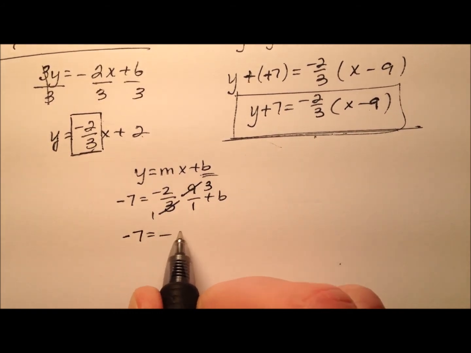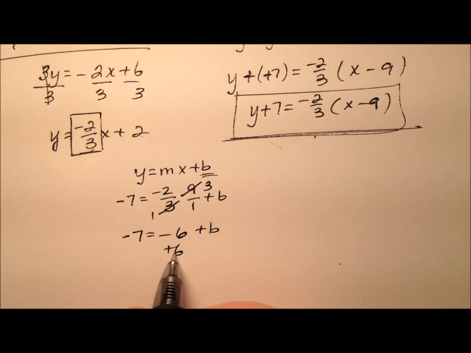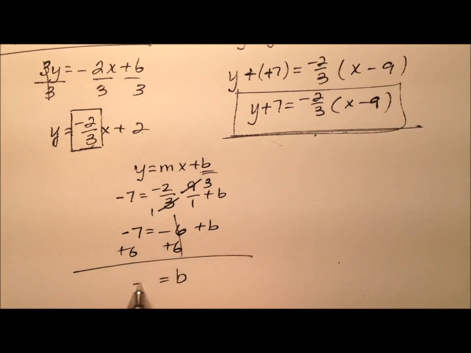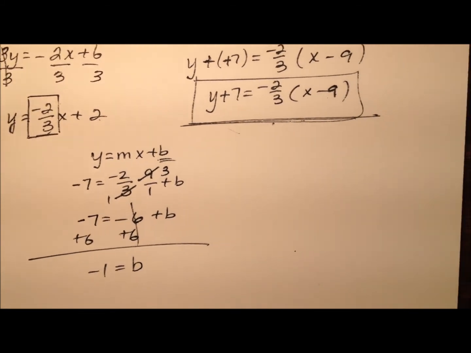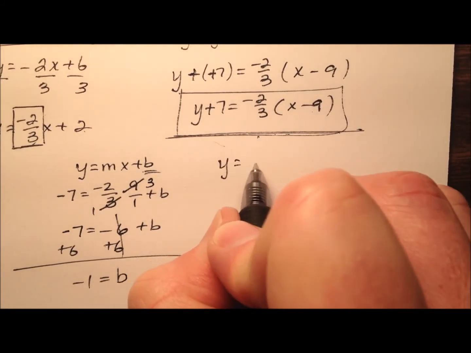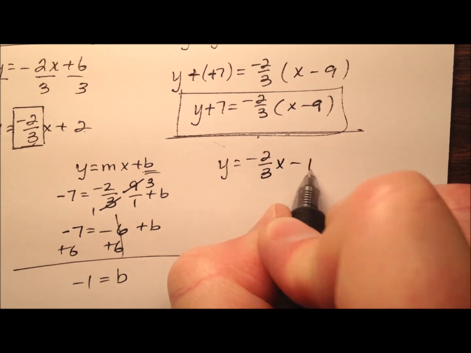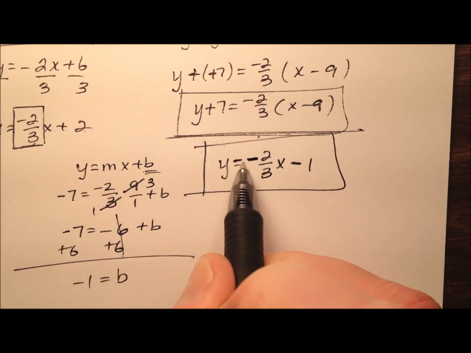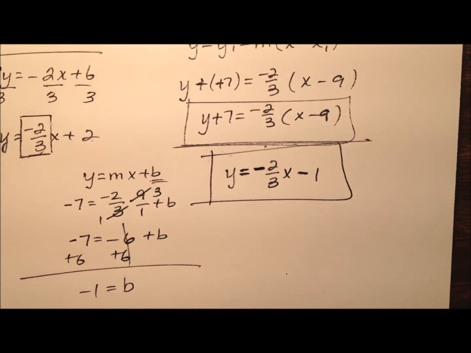So -7 equals -6 plus b. So when I add 6 to both sides, it looks like my value of b will be -1. So I can write now y equals -2/3 x minus 1. And this will be the equation in slope-intercept form as well.